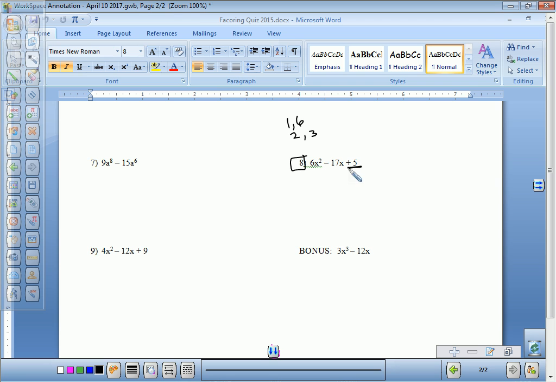Well, let's look down here at this number. It is 5. There is only one way to multiply and get 5: 1 and 5. So instead of starting with the first one this time, I'm going to start with the last. Now I'm multiplying to get a positive 5, but look right here. I added to get a negative 17. So if I'm multiplying to get a positive, but adding to get a negative, they both have to be negative.